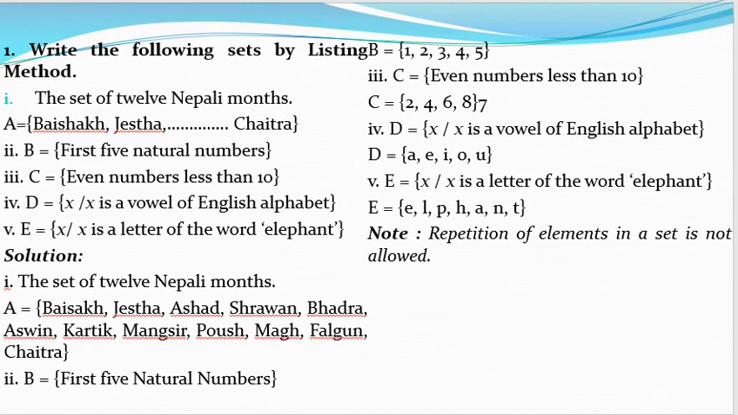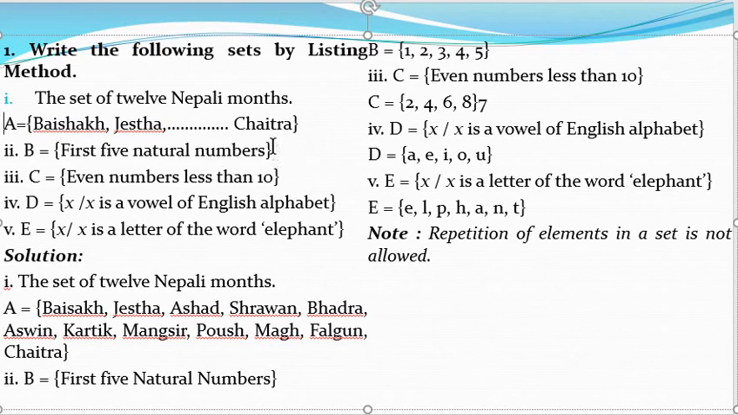So you will write A equals to, any set you can write. Okay, a set will always be written in a capital letter. You know that very well. So set A equals to {Baisakh, Jestha, Asar, Sawan, Bhadra, and so on}. Since there is no space here, I am just writing dot dot dot up to Chaitra.